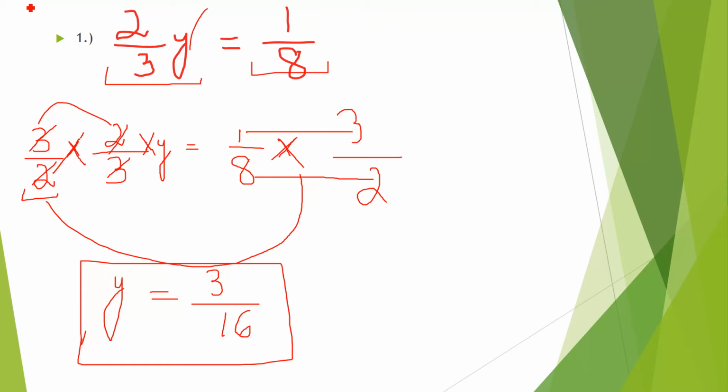Now I told you the beauty of this question is you can check whether your answer is right or wrong. How? Just put this 3 over 16 instead of y in the question. This is the question. I will show you here. See, 2 over 3 is in the question and then multiplication y. What is the value of y? 3 over 16. And on right side we have 1 over 8. And then you can see whether you can divide anything or not. See, 3 one time, 3 one time.